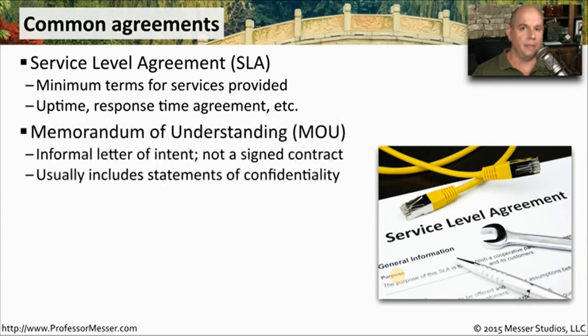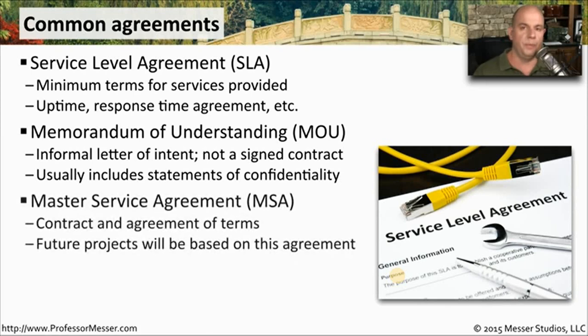A more informal document might be a memorandum of understanding, or an MOU. This is an informal letter of intent. It has no signatures associated with it, but it might have information that describes the confidentiality of a particular agreement. Another important agreement is a master service agreement, or an MSA. This is very useful if you have not just one project going on, but multiple projects with a third party. You can create this umbrella agreement that's going to have contractual terms and any other types of service level agreements that will apply to all of these different projects.